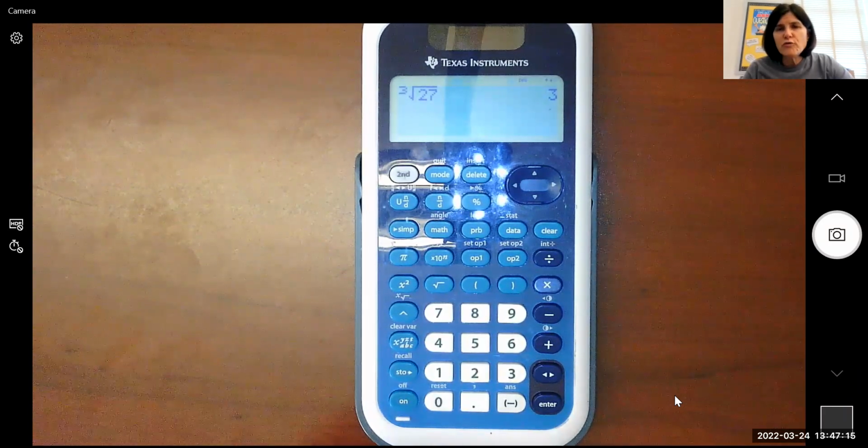So the answer for the cube root of 27 is 3. That means 3 times 3 times 3 is going to give us 27.